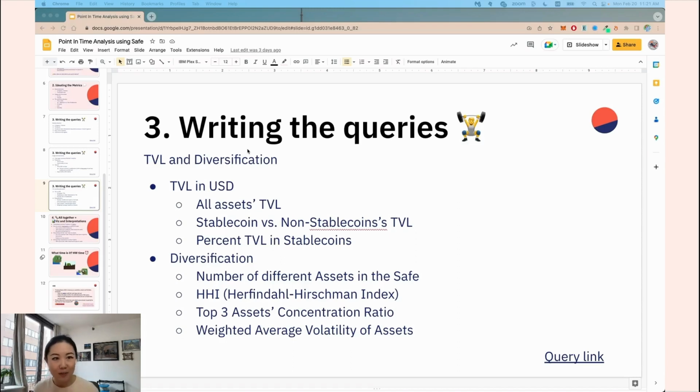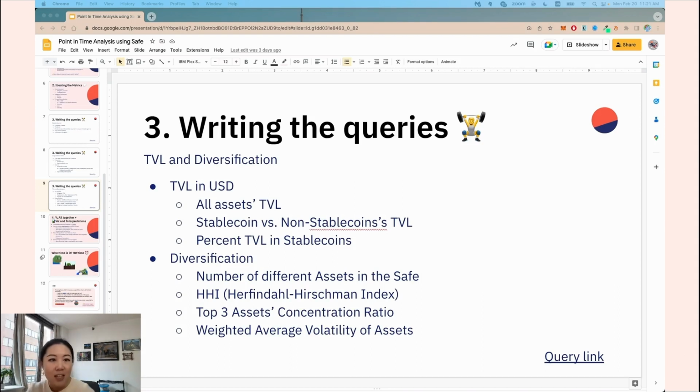To calculate total value locked? What is Herfindahl-Hirschman index? And what the heck is weighted average volatility of assets? Such long words. Today, we are writing the third category of our point-in-time metrics analysis, TVL and diversity. As always, please visit the link above on the screen if you have no idea what I'm talking about. And if you do, let's get started.